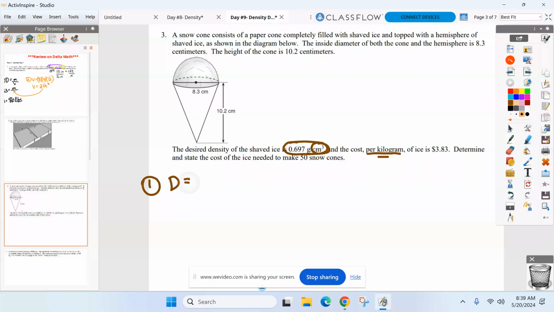D equals mass over volume. I need to find the mass of this snow cone. Help me find the mass, because that's what they charge me. They're going to charge me $3.83 for the mass. So we've got to find the mass of the snow cones first. So 0.697 in for D. Mass, we'll figure out. And just like it's always been, calculate the volume of the snow cone.